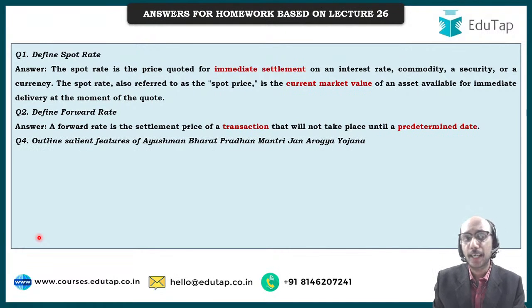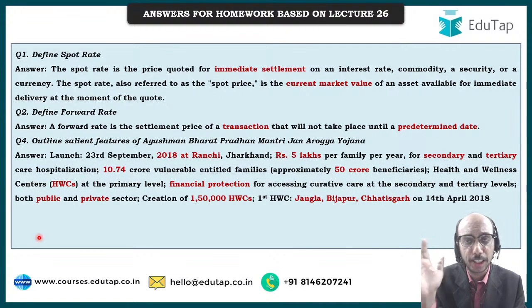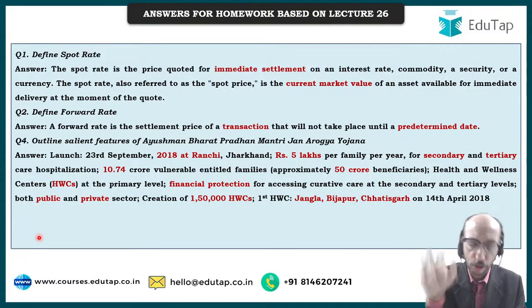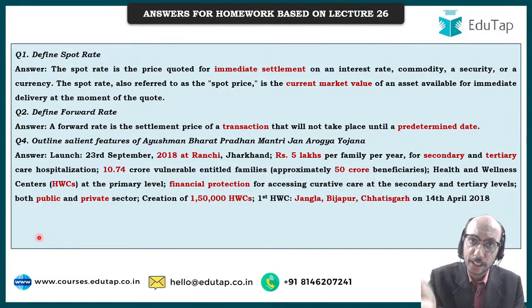The next question that I had asked you was to outline salient features of Ayushman Bharat Pradhan Mantri Jan Arogya Yojana, and I have taken the pain to bring, no, rather it is my duty, I have done my duty to collect important points related to Ayushman Bharat Pradhan Mantri Jan Arogya Yojana. It was launched in 2018 at Ranchi.